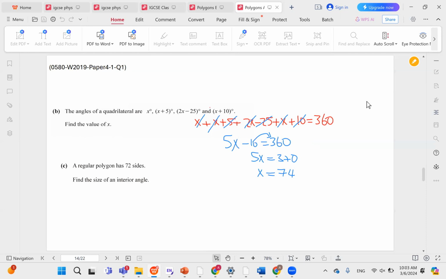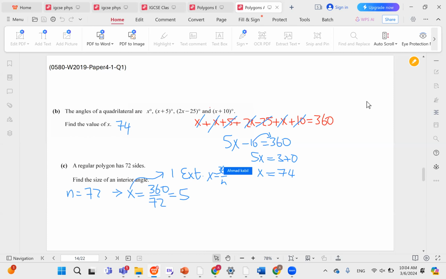Now, in question C, we are told a regular polygon has 72 sides. Find the size of an interior angle. So n equals 72. We should know that 360 over n gives us x. So x equals 360 over 72. And that's equal to 5. X is one exterior angle. So you should know that one exterior angle is related to n by the equation x equals 360 over n, or n equals 360 over x.